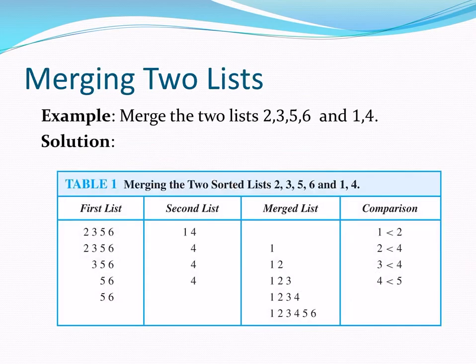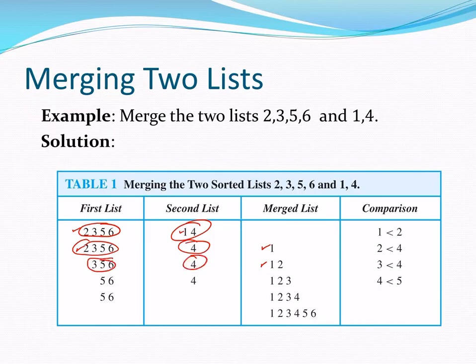I've got two lists here that are sorted. Left list is 2, 3, 5, 6. Right list is 1, 4. I look at the first element in each of those. I pick the lowest one and add that to my merged list. And now my first list is unchanged. Second list has lost its 1. I compare the first elements in both. I see that the 2 is lower. I bring that over, and now my left list has gone down by 1. My right list is unchanged.